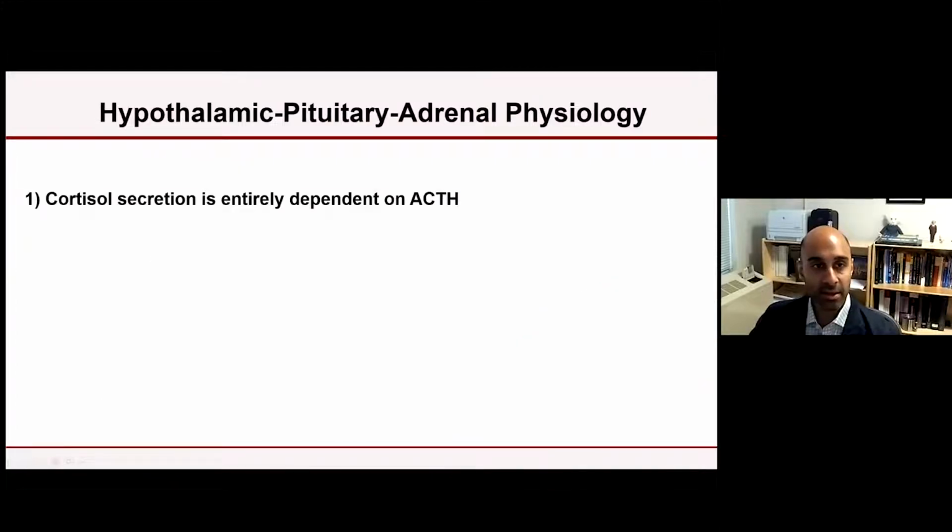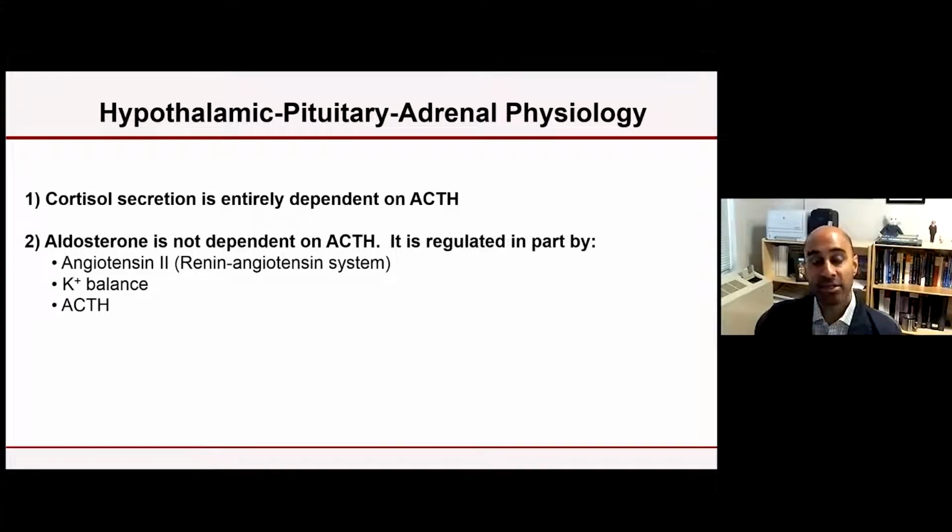So the key lessons here are: one, cortisol secretion is entirely dependent on ACTH. In other words, if you lose ACTH, you do not make cortisol. So that's a key thing to remember. Two, aldosterone is not dependent on ACTH. Yes, ACTH is a secretagogue of aldosterone, but so is angiotensin II, and so is potassium, meaning if you lose ACTH, you will still continue to have normal aldosterone physiology. This is a key point that we'll come back to in a moment.